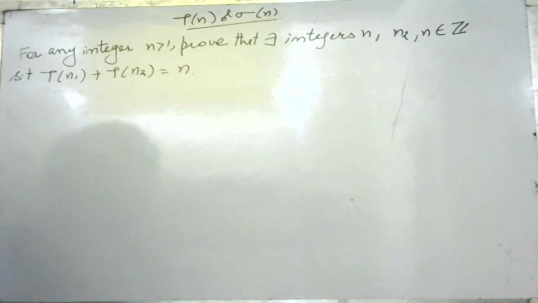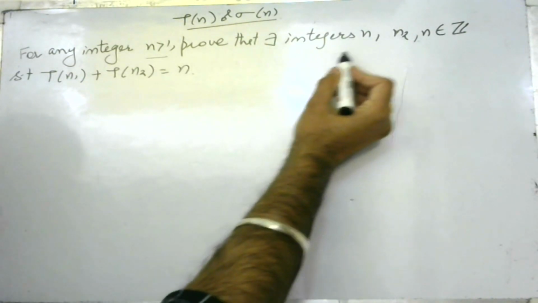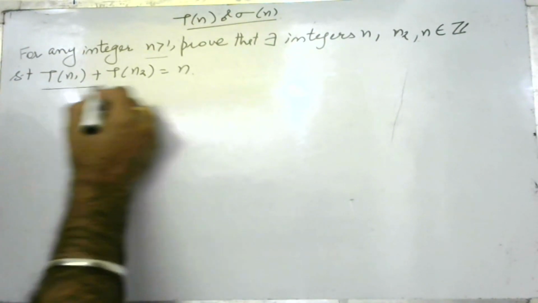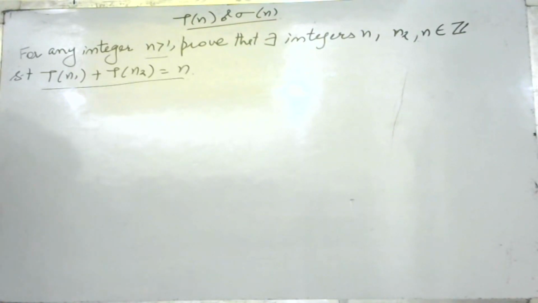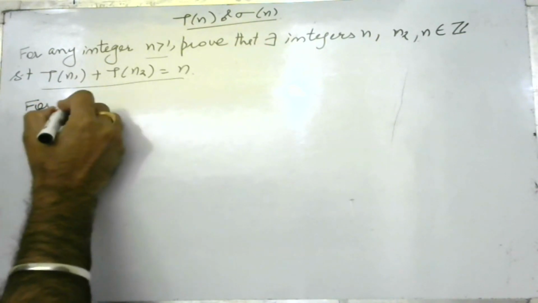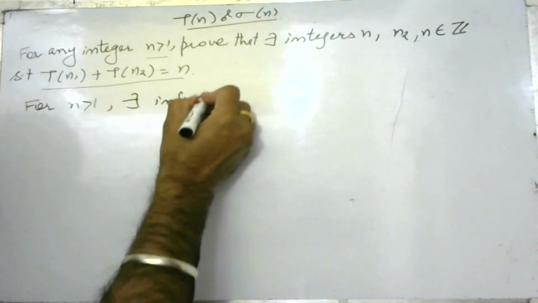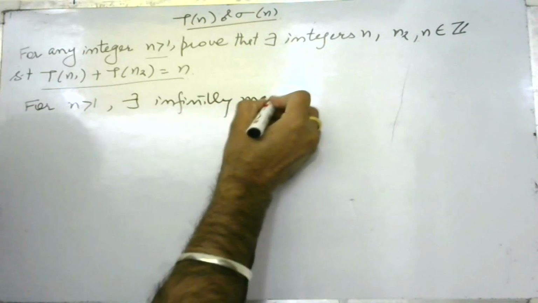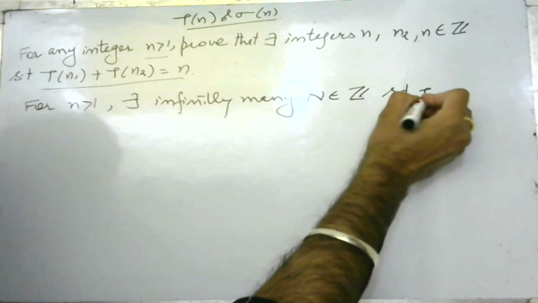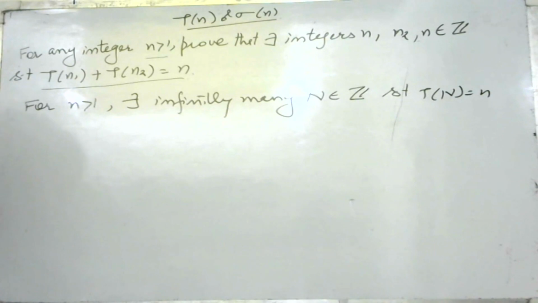So in the next numerical, for any integer n greater than 1, prove that there exist integers n1, n2 such that tau of n1 plus tau of n2 is equal to n. So we have to prove this result. Here we start with that for n strictly greater than 1, there exist infinitely many integers such that tau of n is equal to small n.